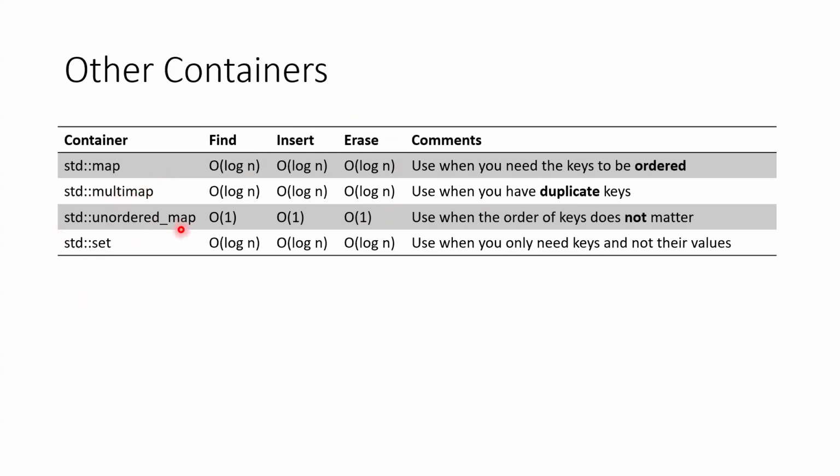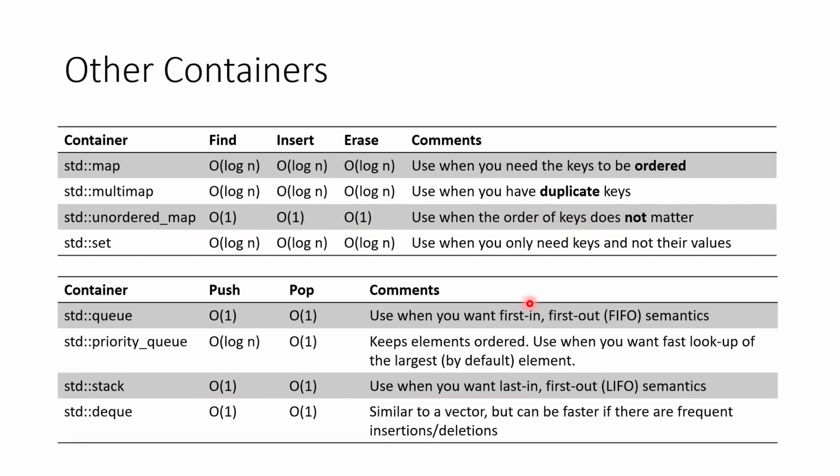So set is just a map that stores only one value, not the pairs. We have the unordered map that can do O(1) time for find, insert, erase. And this is much faster than the other ones, but it's not ordered, and it cannot be ordered in any way. So use it when the order doesn't matter. And we'll be talking about this later.